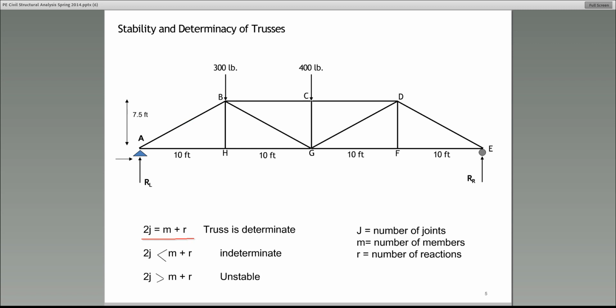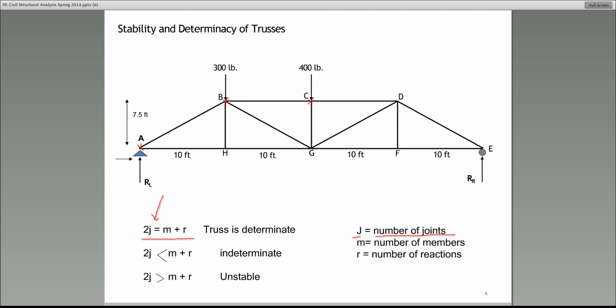The equation is simple. The left-hand side, 2J, is equal to M plus R. Please note, what does J stand for? J is the number of joints. In this truss, any point where the different members come together, point A for example, is a joint. B is a joint. C is a joint, and so on.